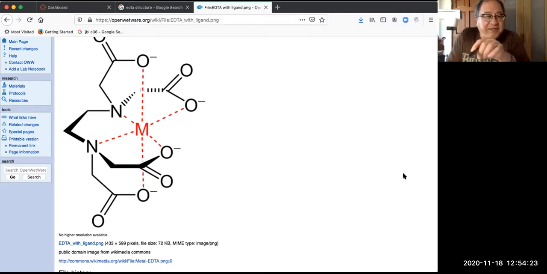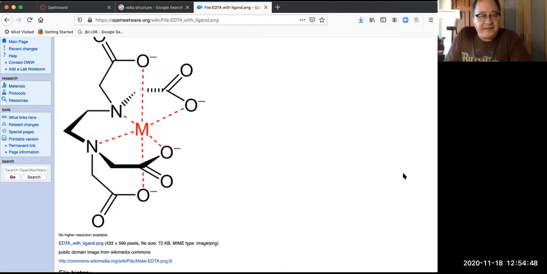This is a molecule called EDTA, which is used to remove toxic metals from the blood. That M in the middle is a metal. This molecule is very water soluble. It binds to metals, and because it's water soluble, you essentially pee it out. So you can remove heavy metals this way.